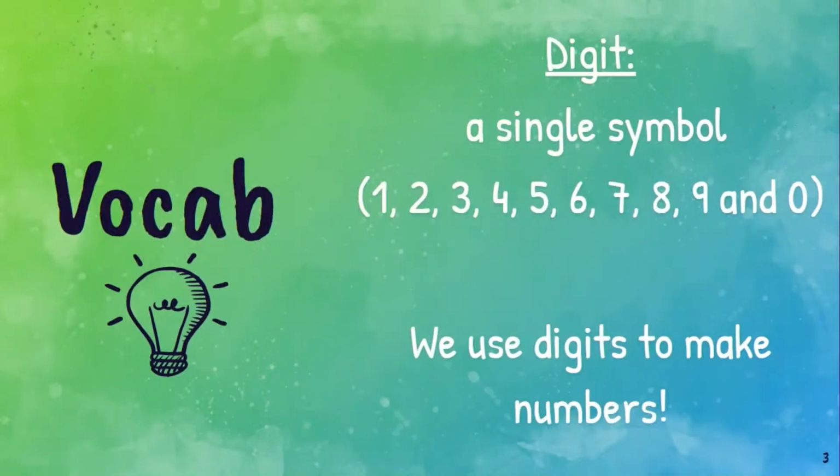So here we go. Before we get started, let's talk about what the word digit means. A digit is a single symbol, so 1, 2, 3, 4, 5, 6, 7, 8, 9, and 0. And we use digits to make up numbers. So for example, the number 45 is made up of the digits 4 and 5.